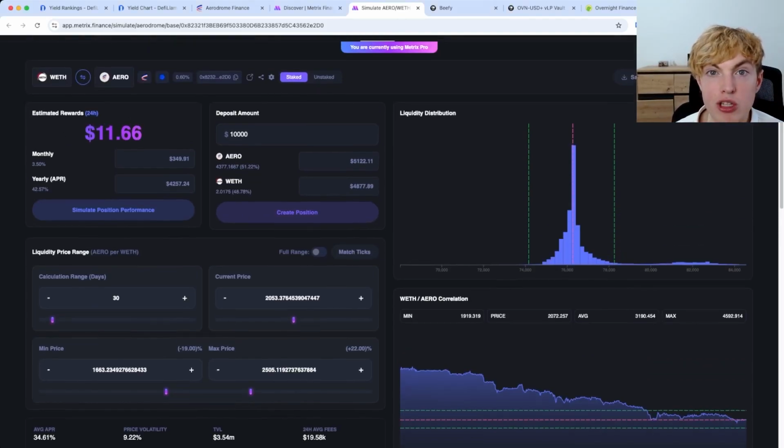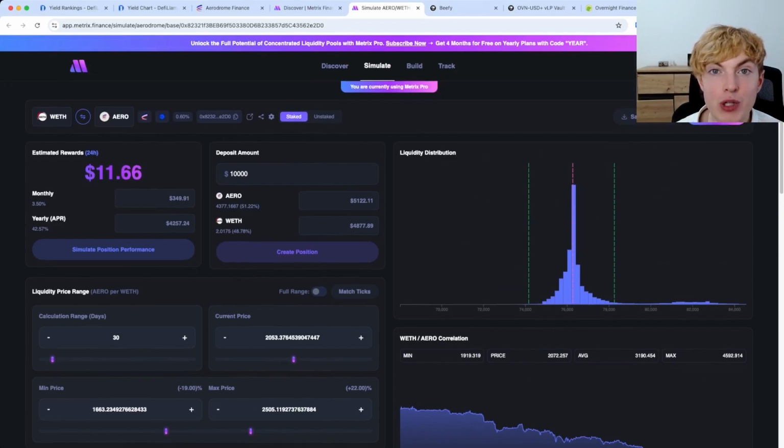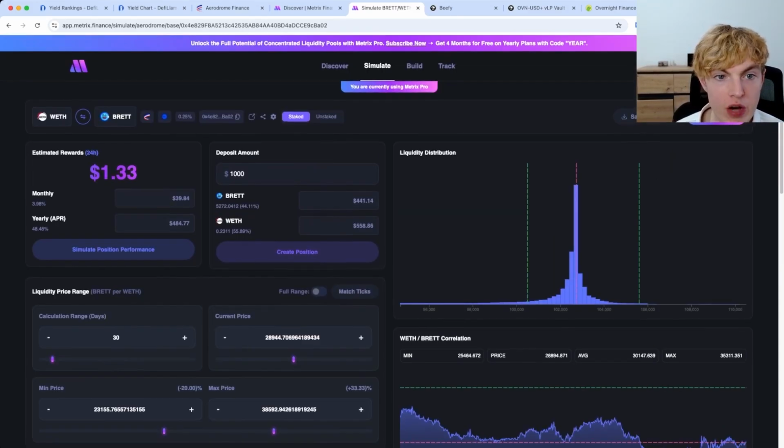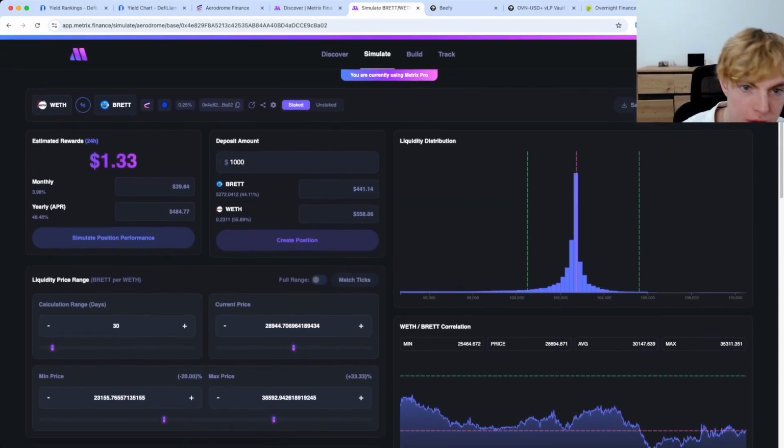So what I would aim to look for over on Aerodrome is something that is doing a solid APR, and something we can go with a pretty tight range on because it's pretty closely correlated, but also something that's going to pay out a pretty solid return. So looking over here, we have Brett to Ethereum. I'm going to set the deposit amount to $10,000.